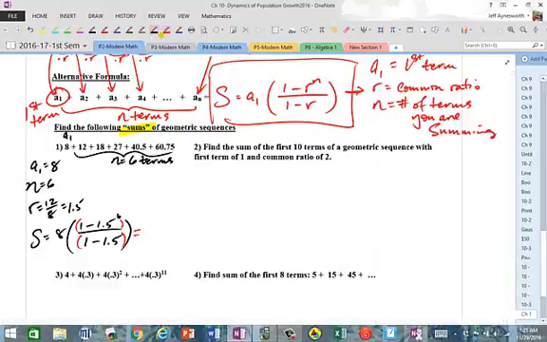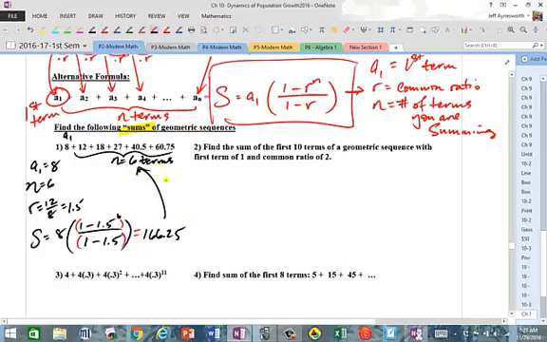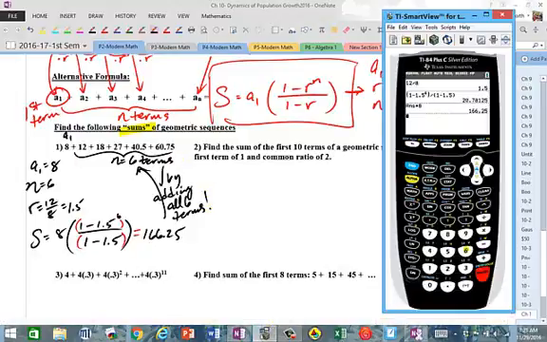So you get 166.25. And you can check by adding all 6 terms. That's an easy thing you could do. Just input this in your calculator. You take 8 plus 12 plus 18, as long as you type it in correctly, plus 27 plus 40.5 plus 60.75. We should get the same result.